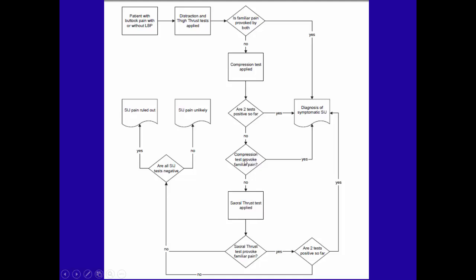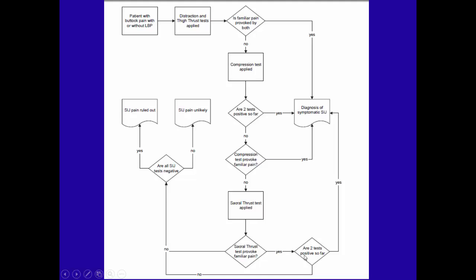If compression test was negative, so again, if we got two, so let's say we got only one positive, one negative. Okay, so no, we don't have two positive, so we're going to do the compression test. If that's positive, then yes, we're going to conclude. If no, then we're going to try the sacral thrust test.